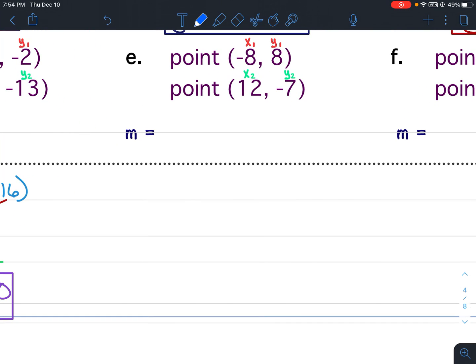Once again, they did not give me the slope, so I have to use the 2 points to find the slope. So to find the slope, I take y2, which is -7, minus y1, which is 8. In the denominator, I take x2, which is 12, minus x1, which is -8.